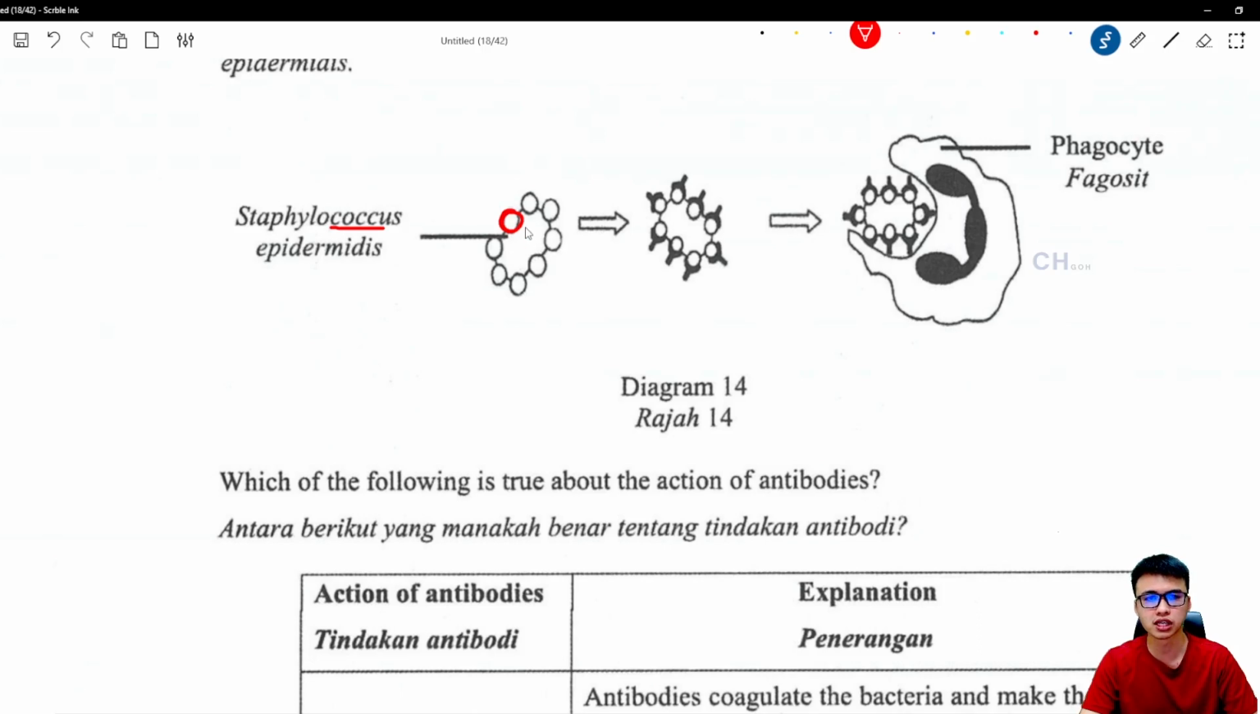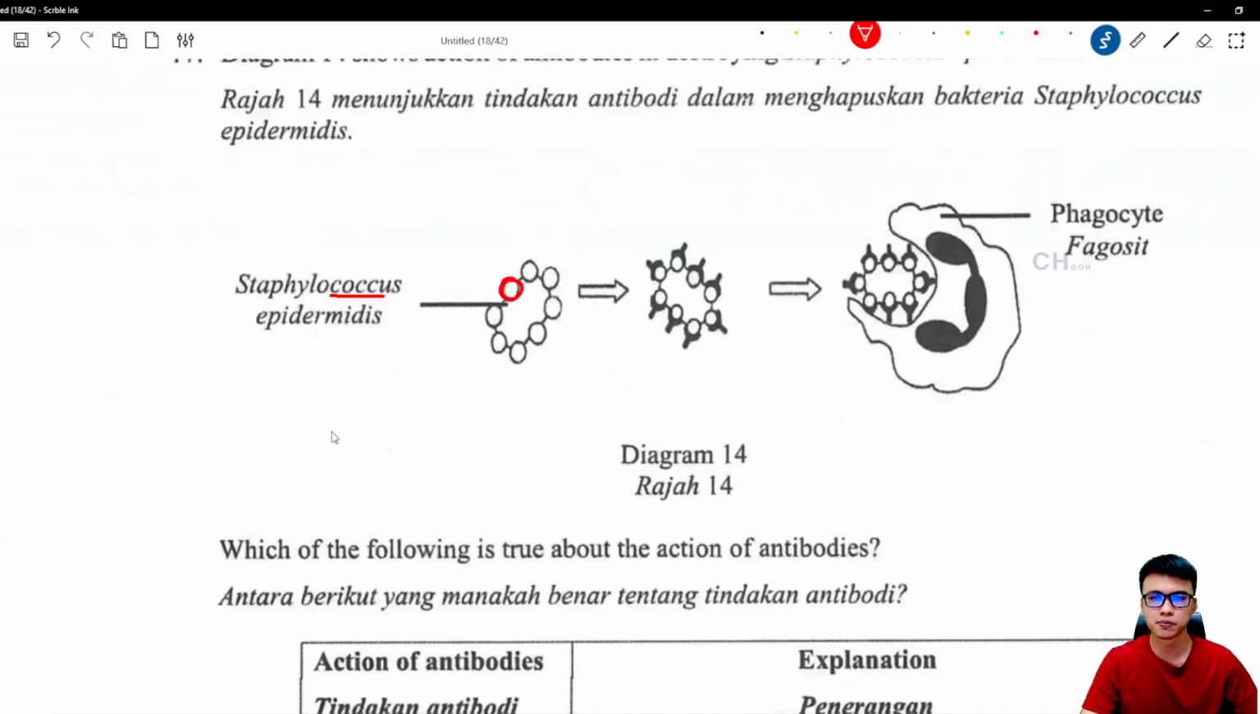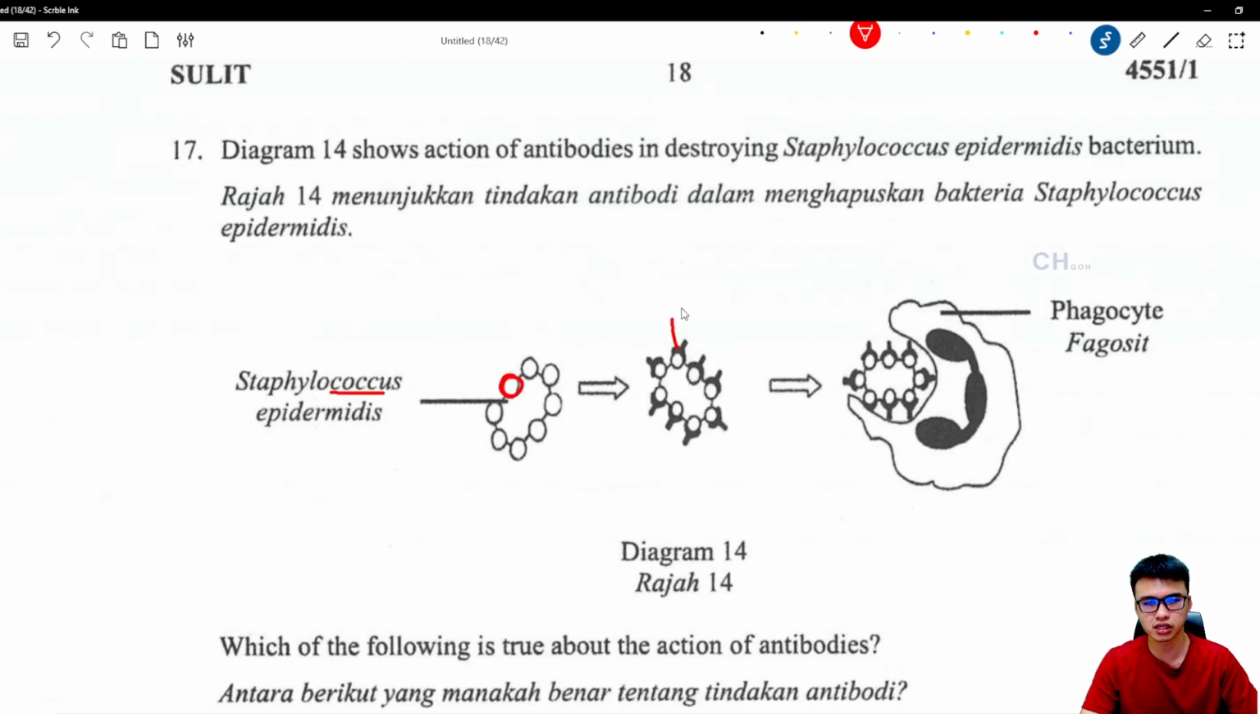So Staphylococcus. We have the antibody here. This thing that is binding to the bacteria is the antibody. This antibody is trying to tell everyone, it's trying to write the words bad guy on the forehead of the bacteria to show that the bacteria is a bad guy. So the antibody is actually marking, to let the phagocyte realize that the bacteria is a bad guy right here.